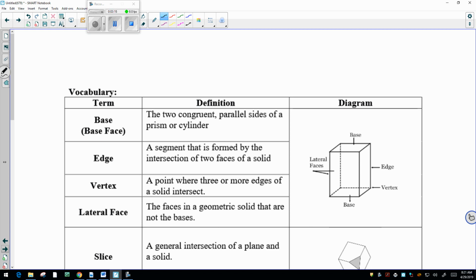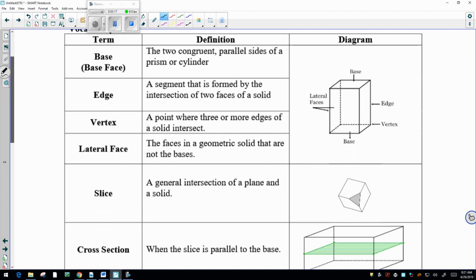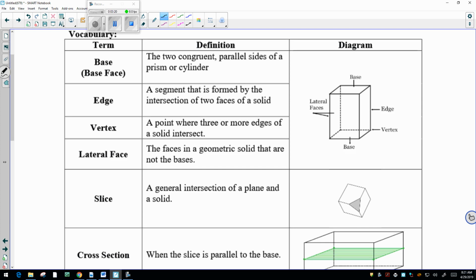It's all labeled on this first picture. We have bases. Those are the two congruent parallel sides. The key word here is there's only two of them, two bases. The edge is just that, it's going to be connecting the bases. It's also going to be the intersection, it says, of two faces.